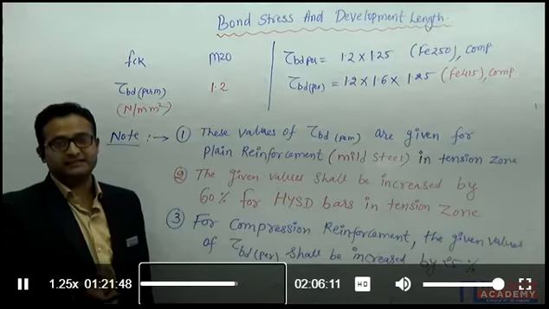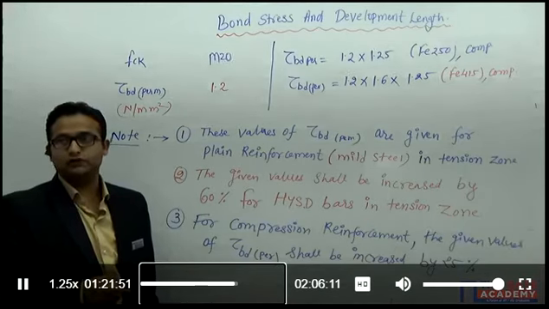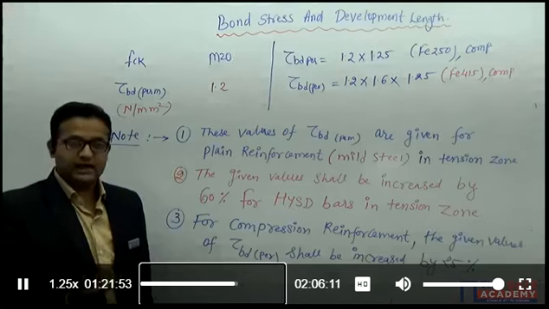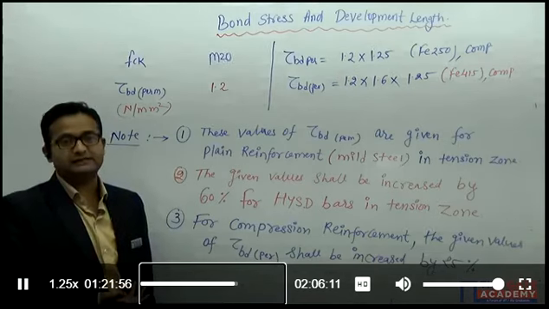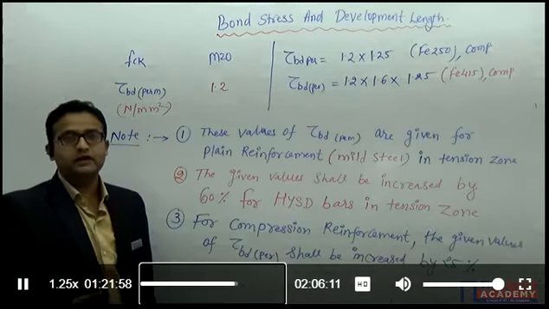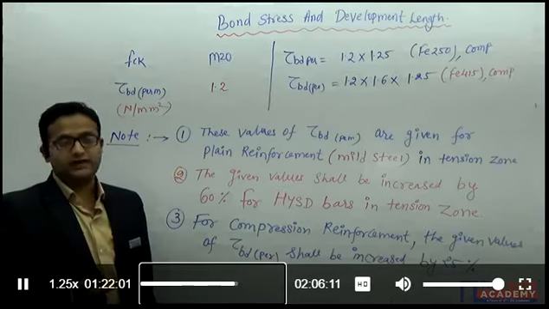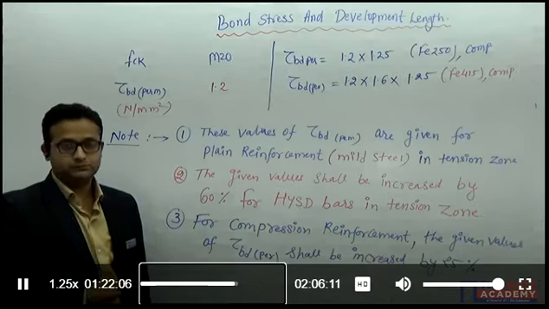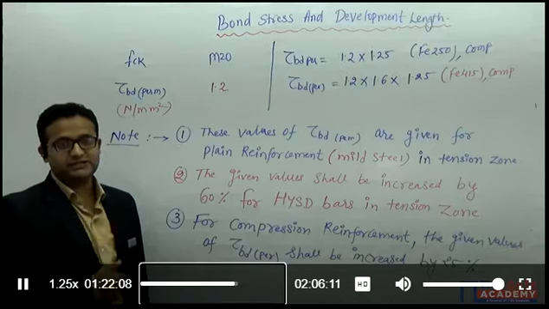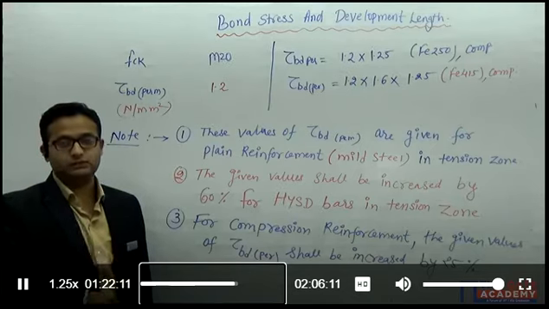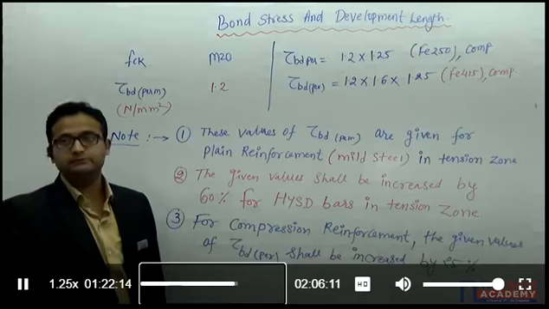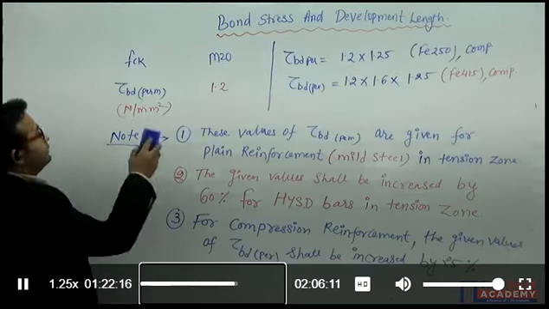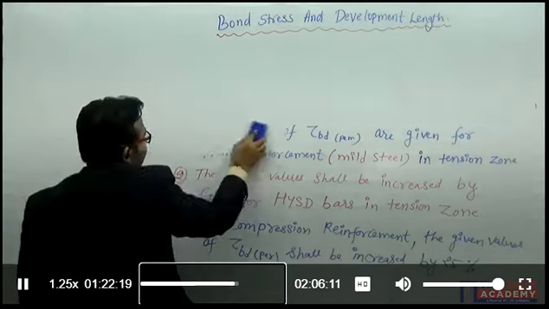TMT bar is also HYSD. Somebody is asking the question. Vinay is asking the question for TMT bar. TMT bar is also the HYSD bar. We already discussed when we discussed types of reinforcement. So TMT is also HYSD bar. For that case, we also need to increase 60% strength if it is in tension. If it is in compression, we need to increase 2 times: one is 60% and second is 25%. Right? So we will solve one problem.